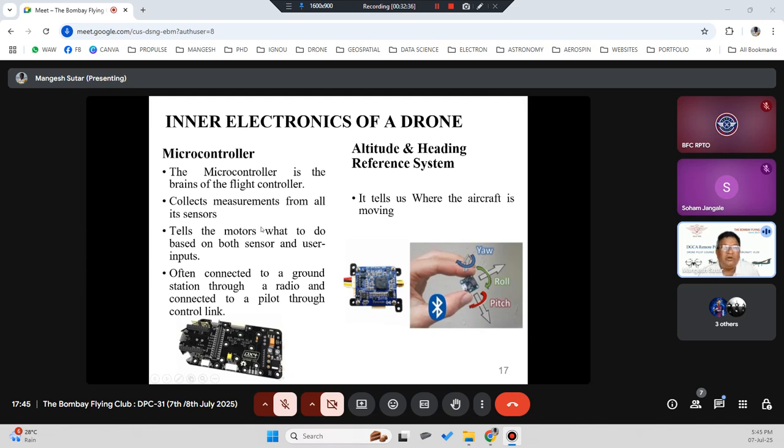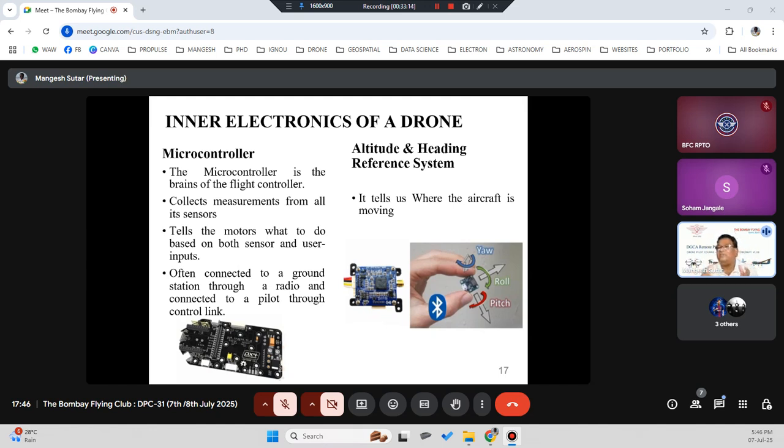Then let's see the inner electronics of the drone. As we said, there is the flight controller. There is a microcontroller in it which collects all the information or measurements from all its sensors and tells the motors what to do. Based on both the sensor and the user inputs, the motor speed is defined. It is often connected to the ground station through radio, or connected to the pilot through the control link. Normally, the RC, the remote control we are using, has an inbuilt GCS, so it has its own screen on the RC itself. You can see all the parameters.